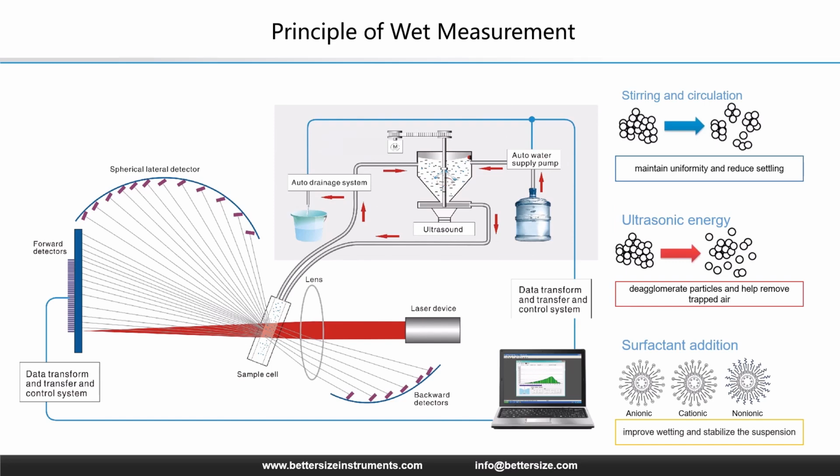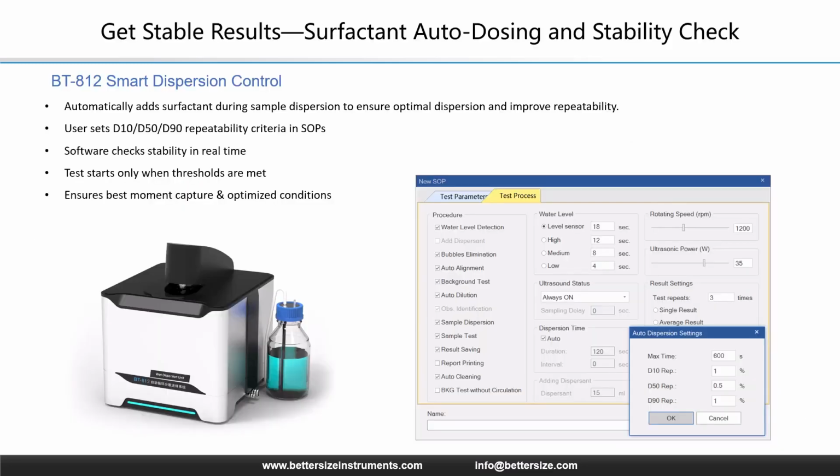Third, surface tension. Many samples are hydrophobic. We introduce chemical surfactants, anionic, cationic, or non-ionic, to lower the surface energy, ensuring the water accurately wets the particle rather than repelling it. For hydrophobic samples like graphite or sulfur, manual sample preparation is the biggest enemy of repeatability. One drop of surfactant varies by operator, leading to bubbles or floating powder.